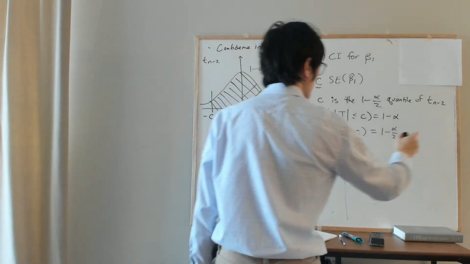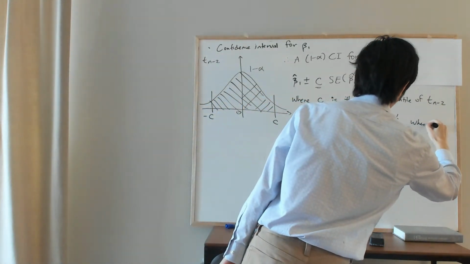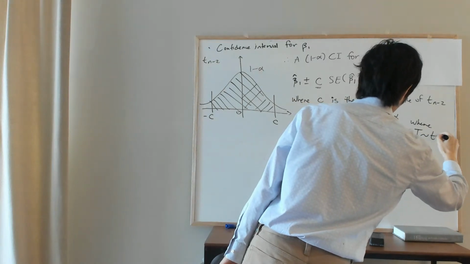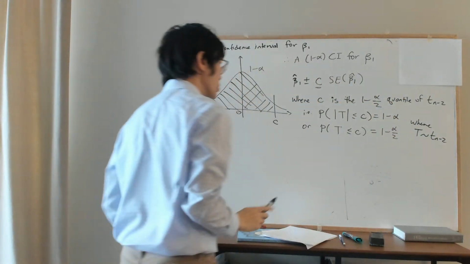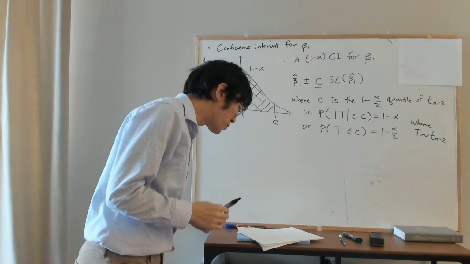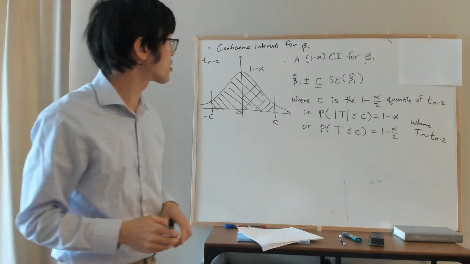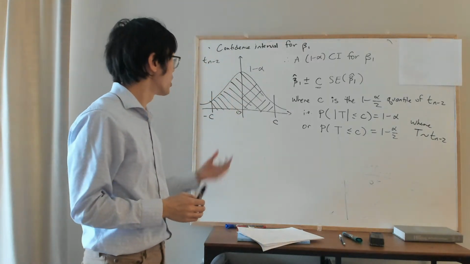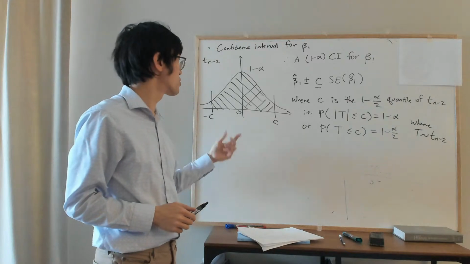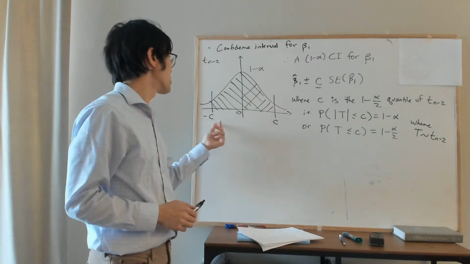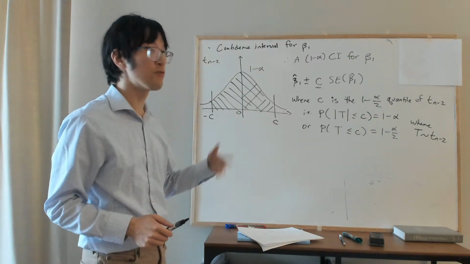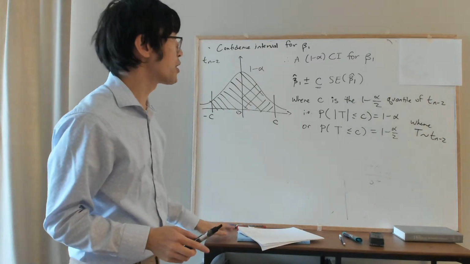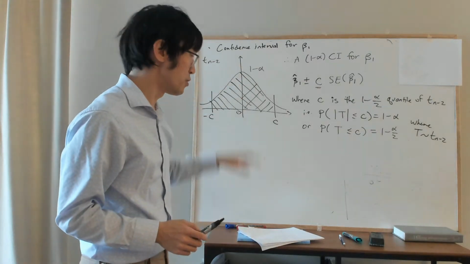So this random variable capital T has a t distribution with n minus 2 degrees of freedom. That's the confidence interval construction. We use the middle part of the t distribution, and due to symmetry, we have c and minus c, and that defines the bounds of how we get 1 minus alpha probability.